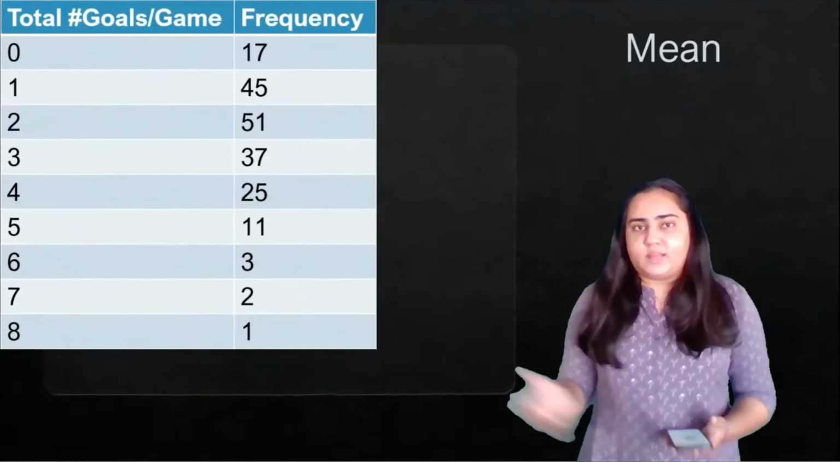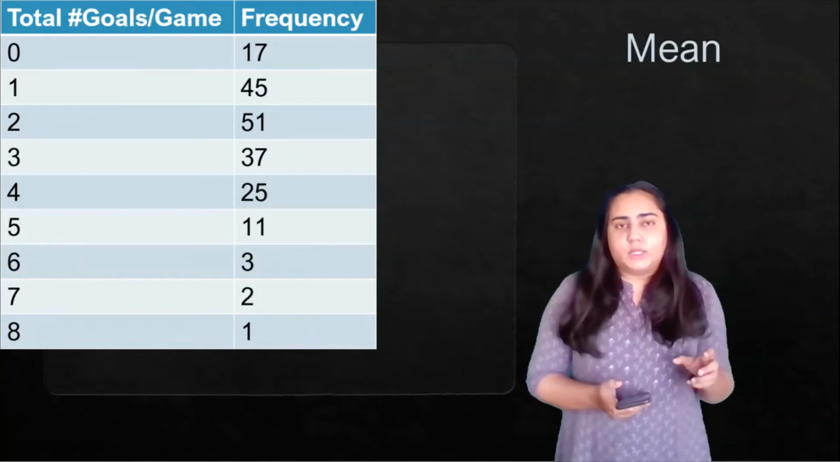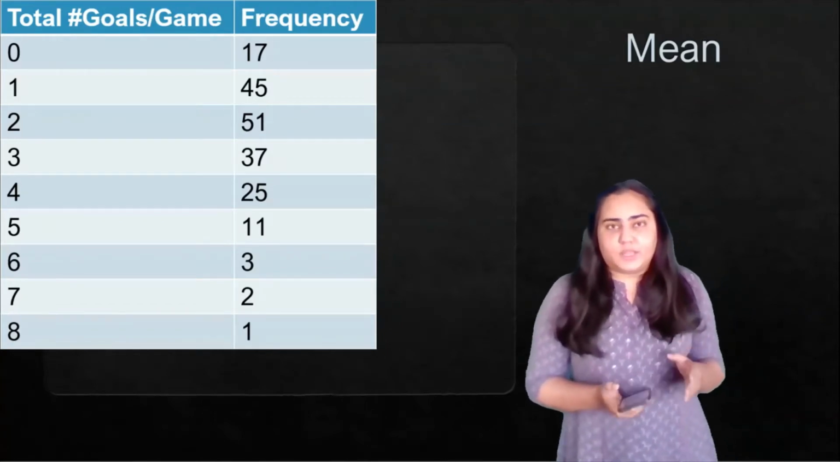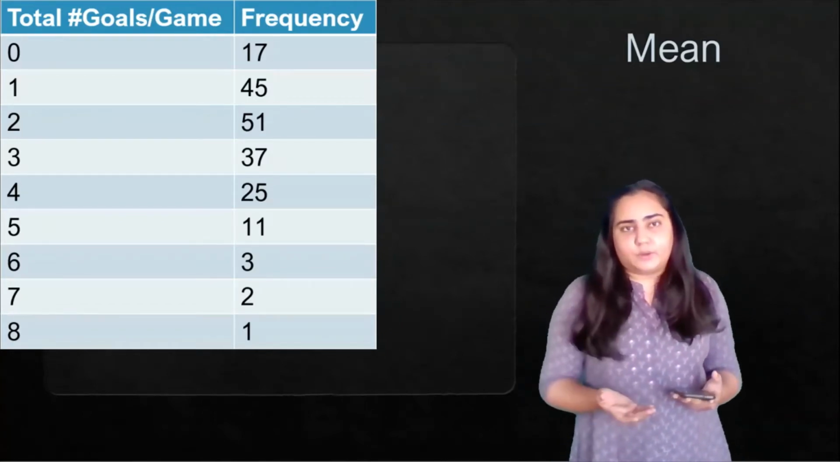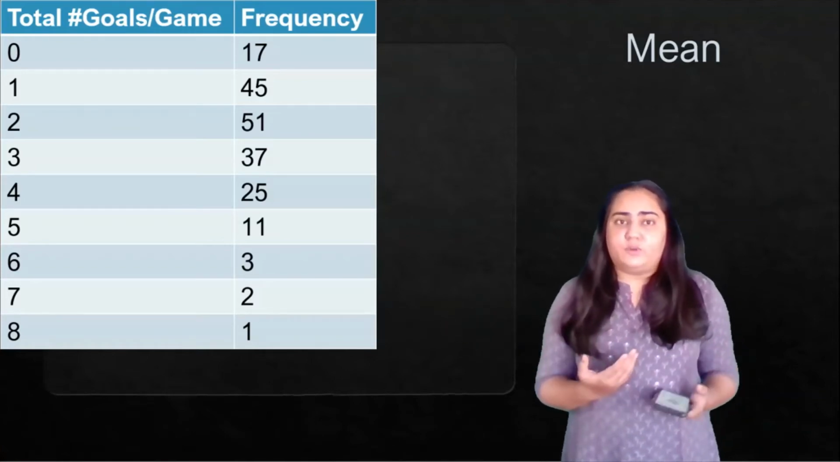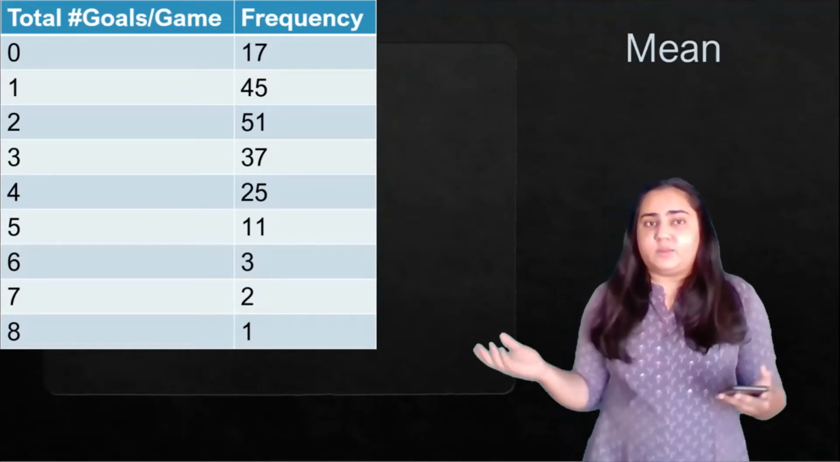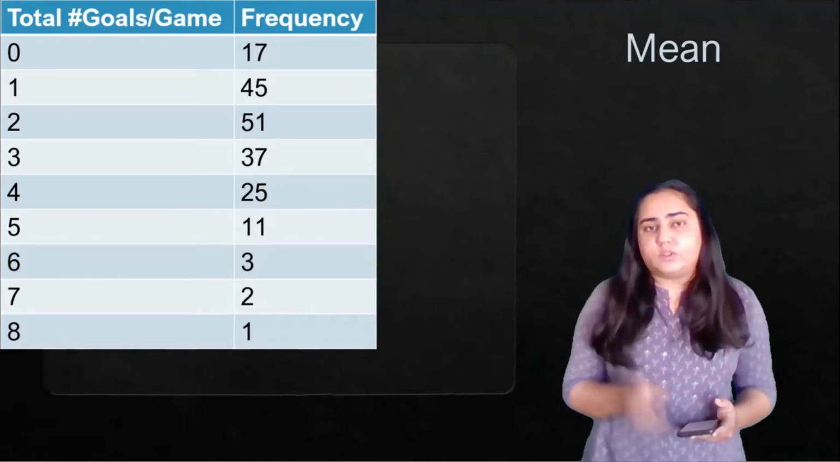Let's take another example of mean. In this case, we are once again looking at the total number of goals per game and how many times that happened. So there were 17 games in which the number of goals was 0, and there were 45 games in which the number of goals was 1.